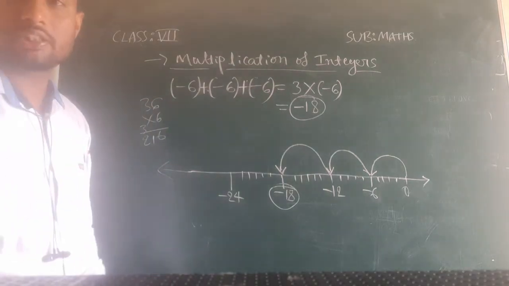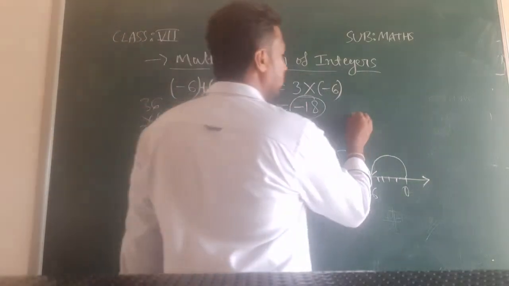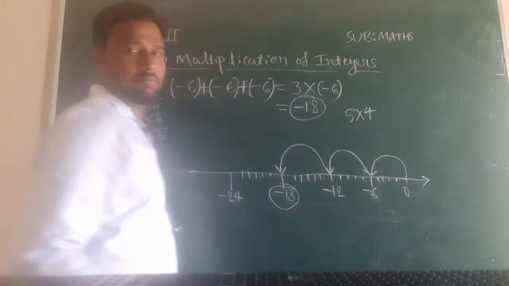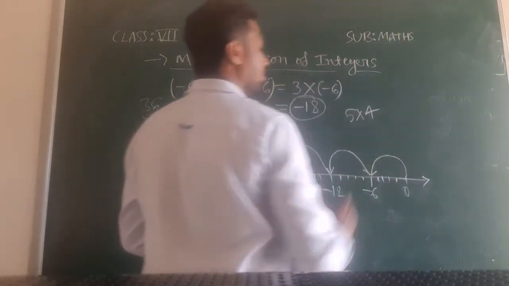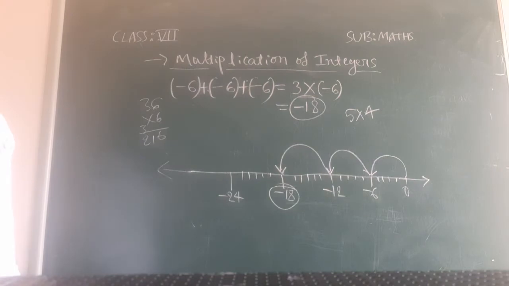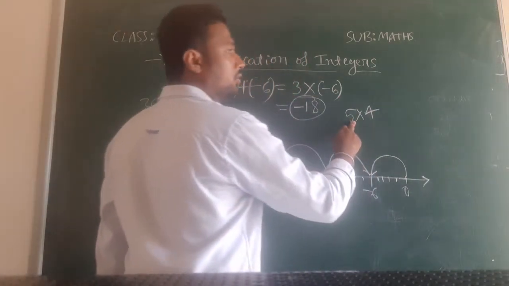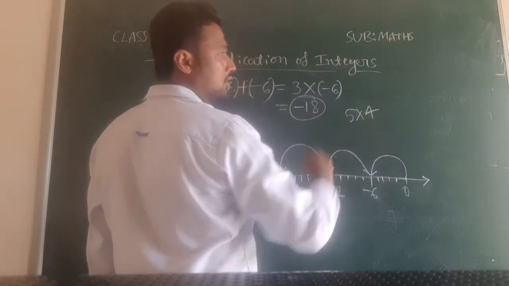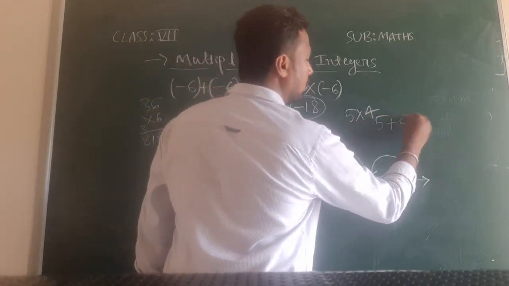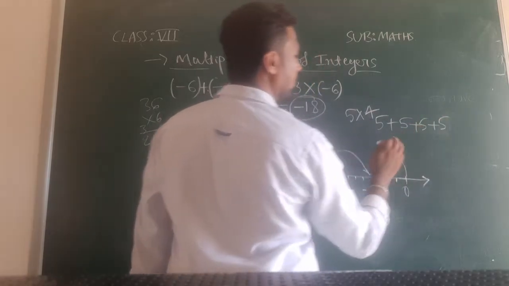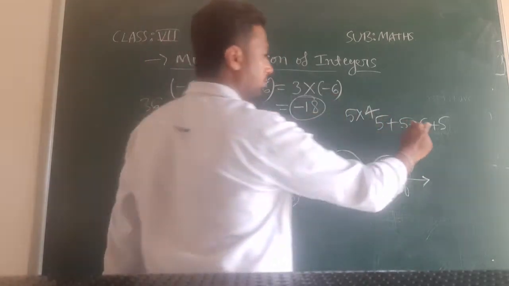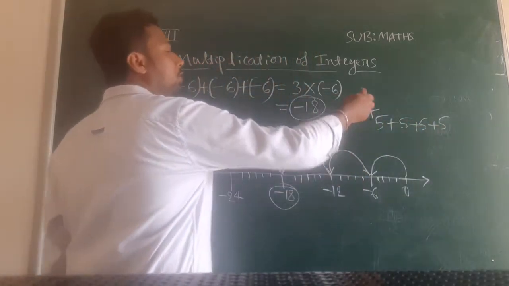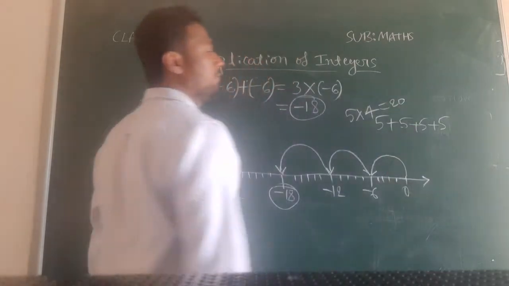Suppose, for example, consider positive integers also: 5 into 4. Don't get confused with this concept, it is very easy. 5 into 4, what is the meaning of this? We are adding this 5 repeatedly. How many times? 4 times. So 5 plus 5 plus 5 plus 5. What will we get? 5 plus 5 is 10, 10 plus 5 is 15, 15 plus 5 is 20. So 5 into 4 means 20 only.